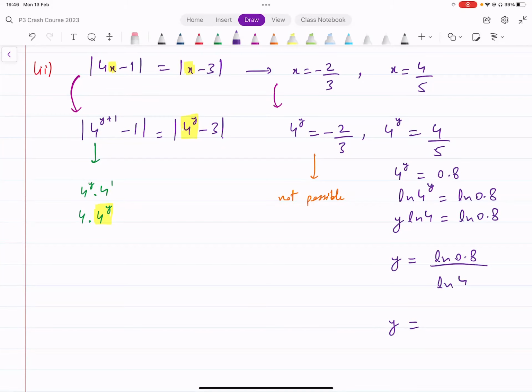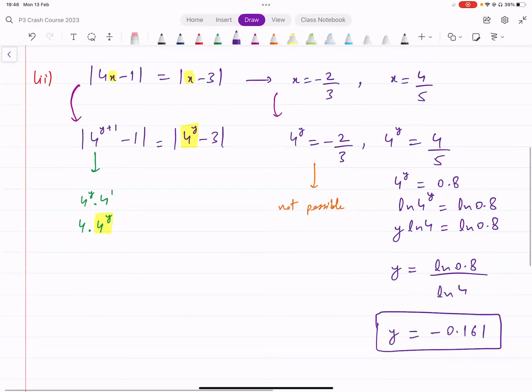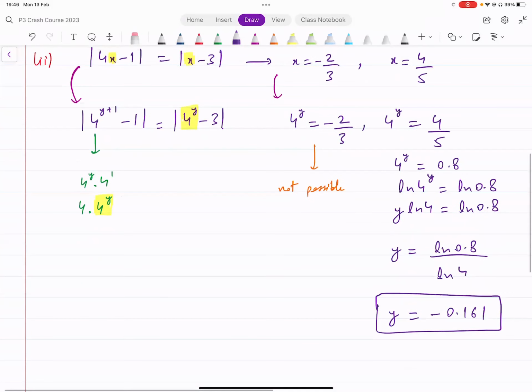The value of y that we get here is minus 0.161. That is the answer that we get from this. Okay, there's only one answer. And that's it.